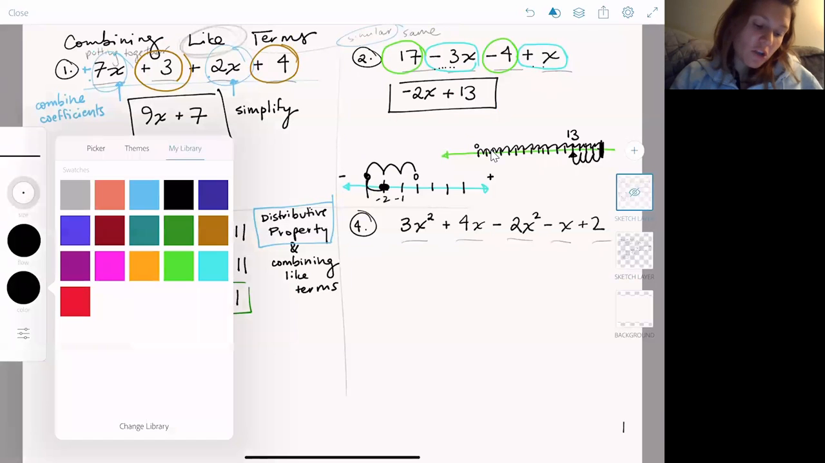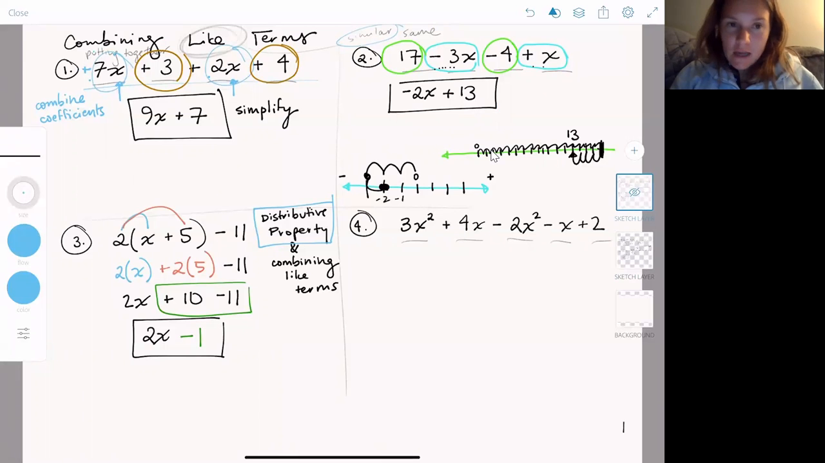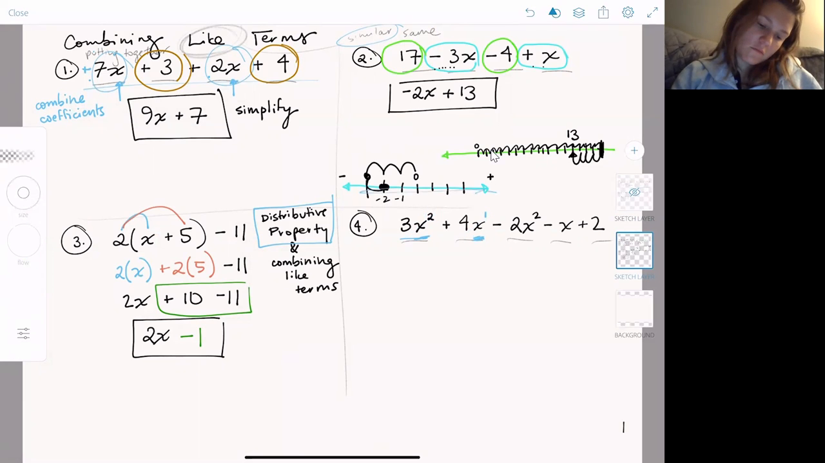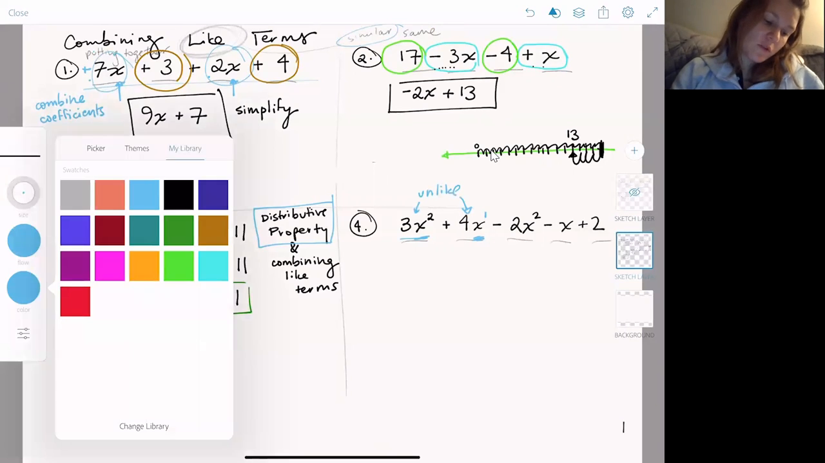So again, we are looking for terms that are similar. Here I've got x's here, x's here, and an x here, but notice this one doesn't have an exponent, so it's implied that it's 1. This one has an exponent of 2. I cannot combine these two. They are unlike. So I don't want to put those together.